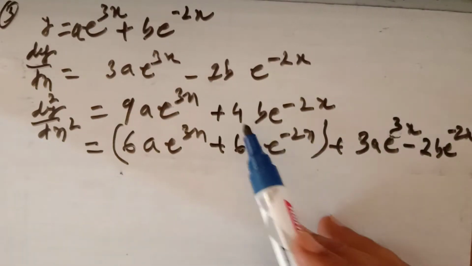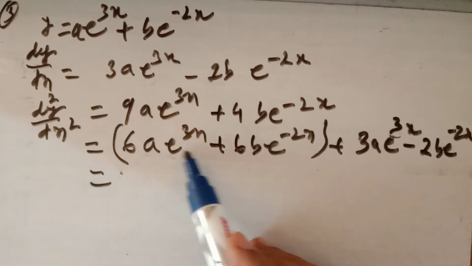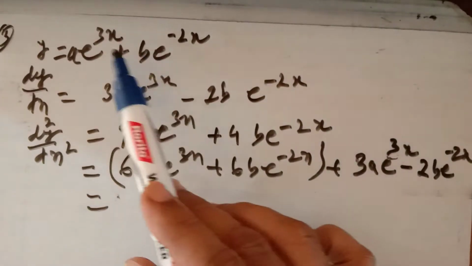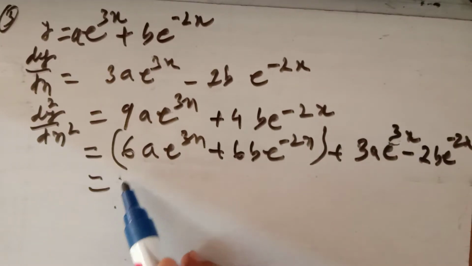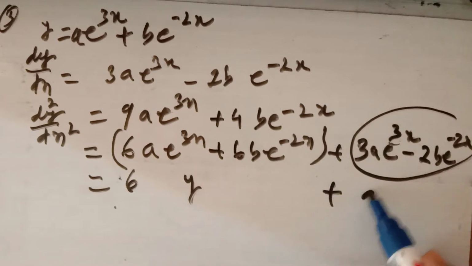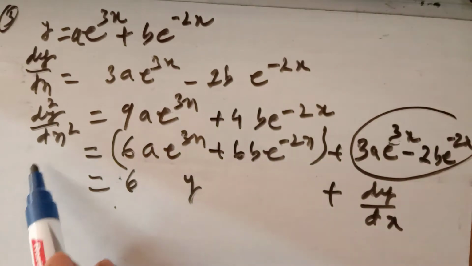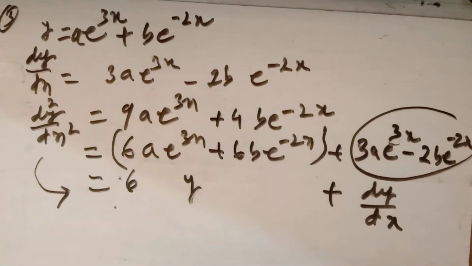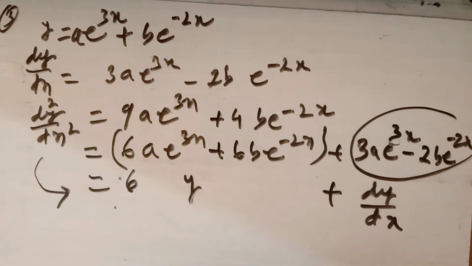6 minus 2 will be 4. Now if you see it very carefully, this is y, 6 times y. This a e^(3x) plus b e^(-2x) is 6y. And if you see it, it is dy/dx. This is equal to this. So the second derivative is equal to 6y plus dy/dx. Simple, eliminated a and b both, and I have differentiated it 2 times there. The second derivative is equal to 6y plus dy/dx.